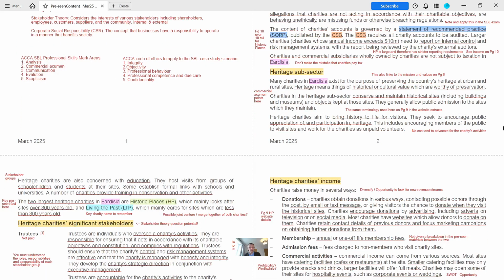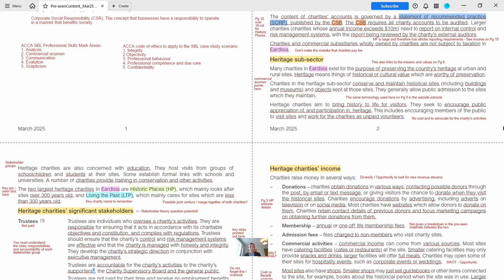In terms of the heritage subsector now, this is where many charities in ACCA exist for the purpose of preserving the country's heritage, and this links into the mission and values you'll see on page 6. But what does that actually mean? Well, it's all about the historical or cultural value, and is it worthy of preservation, because it takes a lot of time, effort and cost to preserve these sites and artifacts that they have in their possession. The charities in the heritage subsector conserve and maintain historical sites, that's buildings, museums, objects.